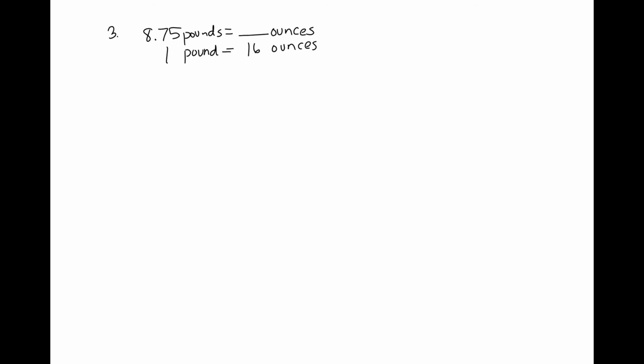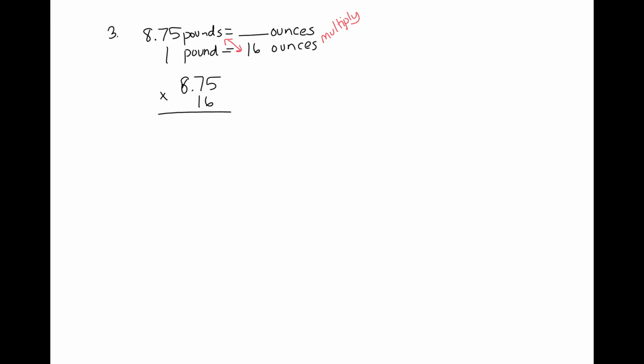My next step is to see where my numbers are at. Do I have my numbers on top of each other or diagonal from each other? Well, I have them diagonal from each other. This means I am going to multiply. So, time to set up my problem. 8 and 75 hundredths pounds times 16.